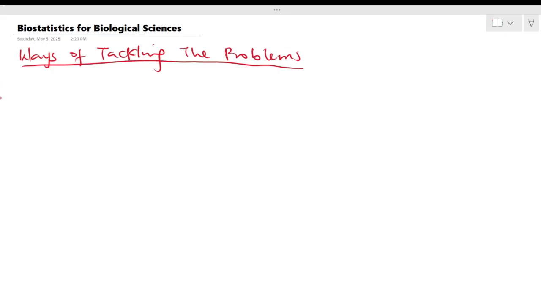So we're looking at solutions right here. On this page, we want to quickly look at what ways these problems can be tackled. The problems associated with the collection of biological and medical data.